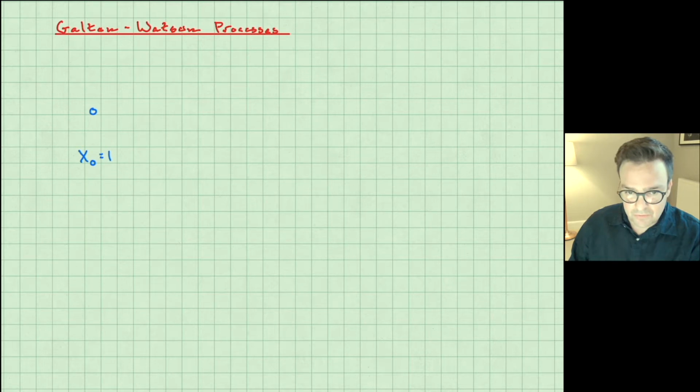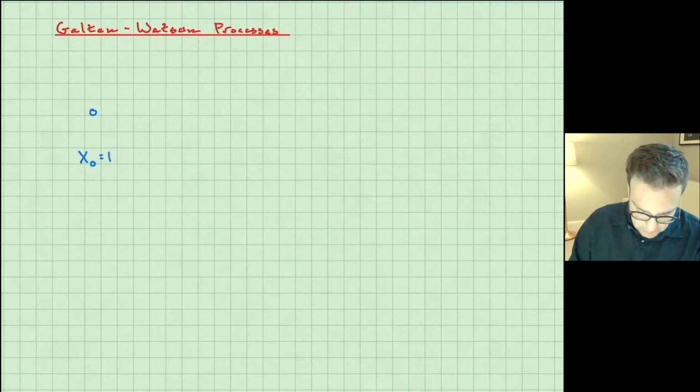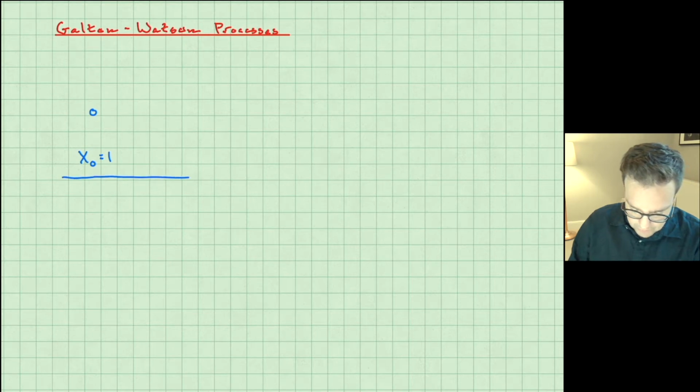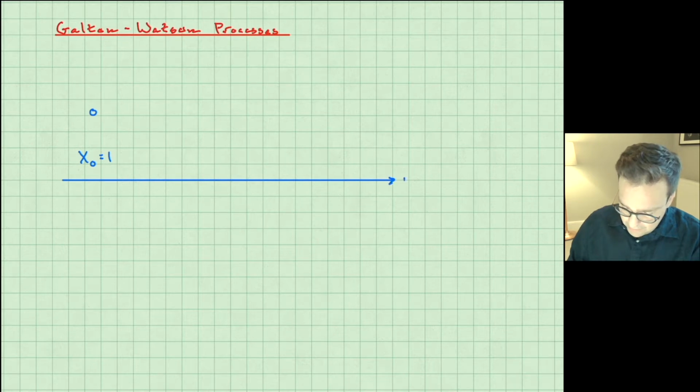You don't have to do that. You can start with more than 1. On the bottom here, we're going to have a horizontal axis that represents time. We'll use n for that because it comes in discrete jumps. So this is like generation or time.